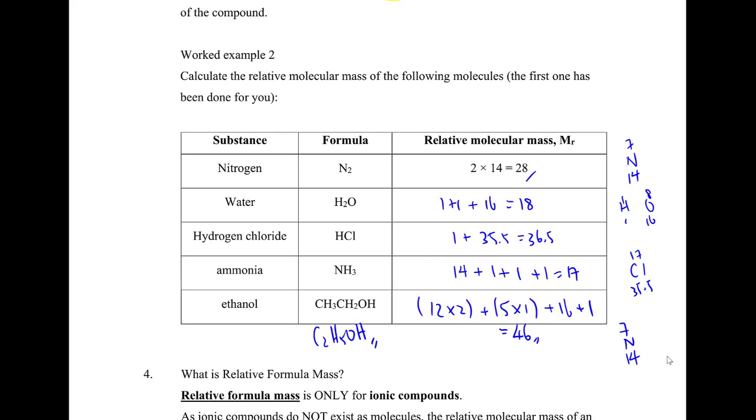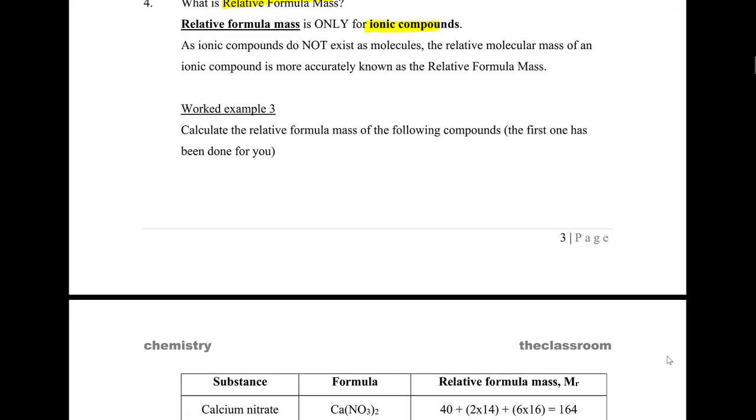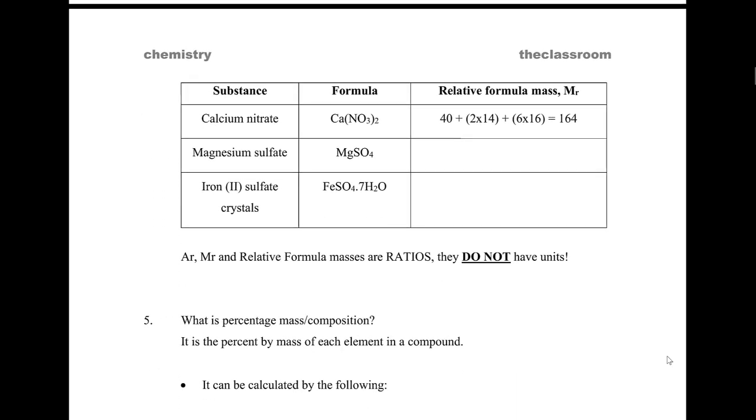Now, you might also hear of this term relative formula mass. Relative formula mass is for ionic compounds, because ionic compounds do not exist as molecules. Molecules are only for molecular compounds, simple covalent molecules. So for ionic compounds, what you may hear is relative formula mass. And the method is the same. You want to add the AR of all the ions in the compound.